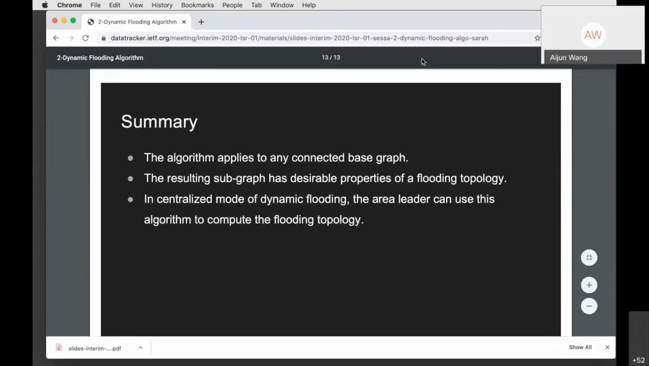Hello? Yeah, okay. Here I just want to ask one question. You mentioned that this algorithm can be used in the centralized mode. Can it be used in the distributed mode, and if it is used in the distributed mode, how do we ensure all nodes get the same result?